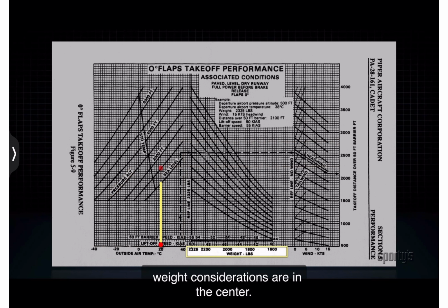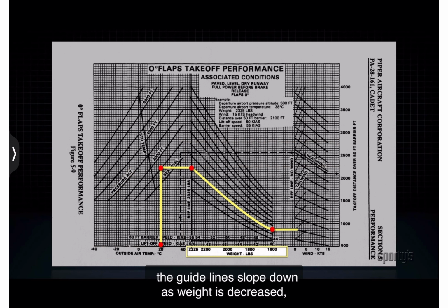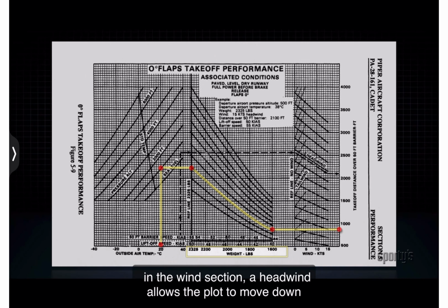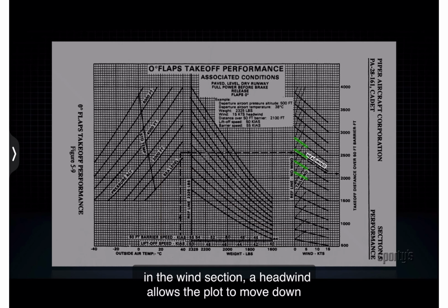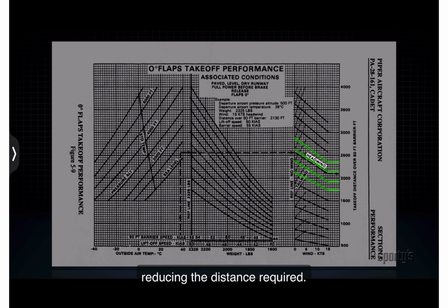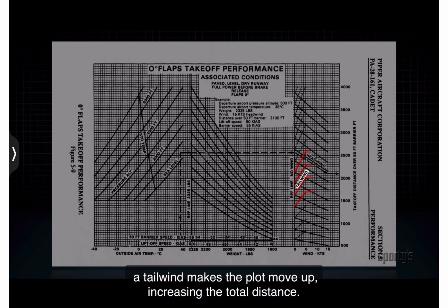Weight considerations are in the center. The guidelines slope down as weight is decreased, resulting in the plot ending lower on the distance scale. In the wind section, a headwind allows the plot to move down, reducing the distance required. A tailwind makes the plot move up, increasing the total distance.